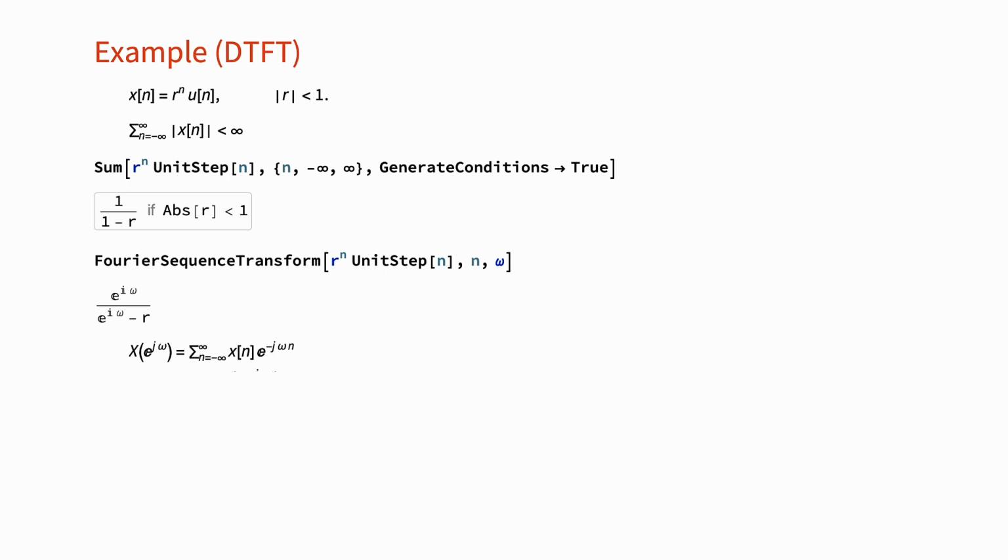Or using the definition, substituting the sequence x of n and rewriting the summation so that it is taken over the base r e to the power minus j omega to the power n, we can simplify the sum as shown here, which matches the result obtained by the Wolfram language.